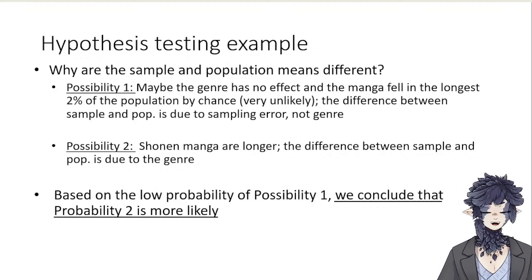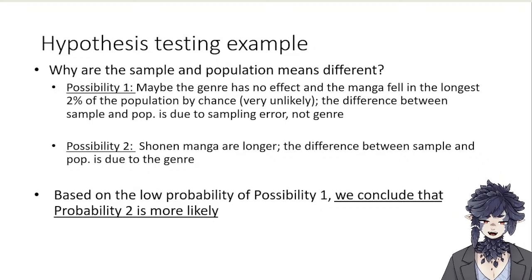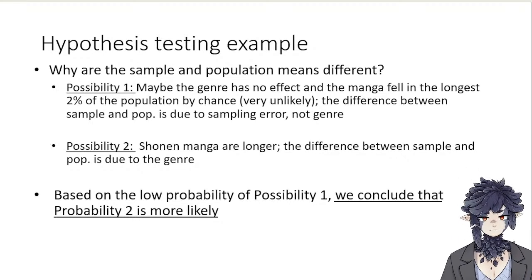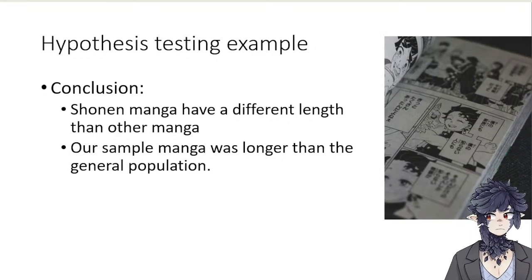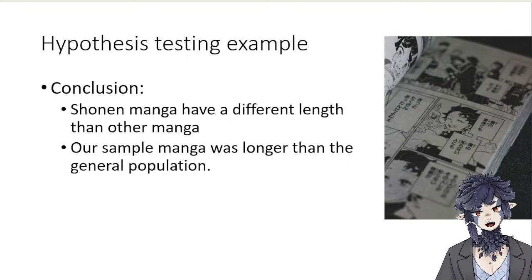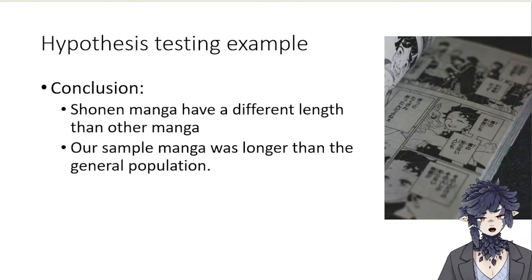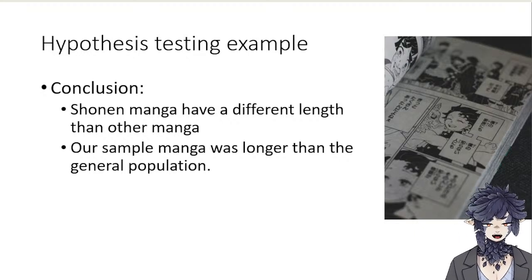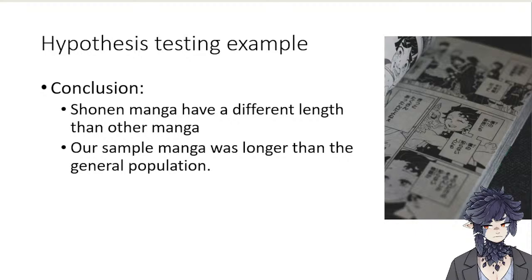That's the kind of logic that we use in statistics. We say, it seems more likely that something's happening here than that it's not. So at that point, we might conclude shonen manga have a different length than other manga. Our sample manga, the shonen ones, were longer than the general population of all manga in general. That's the logic that this type of statistics operates on. It's more likely that something's happening here than nothing.